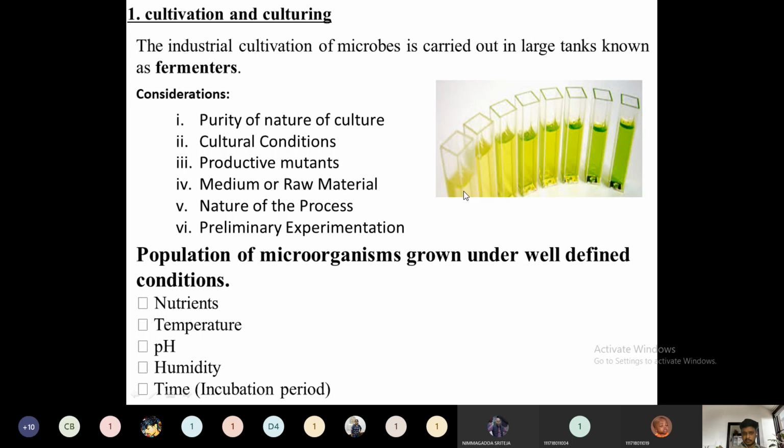Then preliminary experimentation. Whatever bacteria or microorganisms we require, we have to conduct some preliminary experimentation in order to note the behavior of that particular microorganism: what type of food it will like or consume, what type of medium it requires, whether acidic, basic, or neutral, what temperature it will withstand, and what humidity it requires. During the preliminary experimentation itself, we come to know what type of conditions we require. Then we can frame the well-defined conditions.